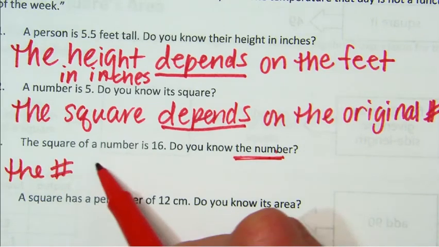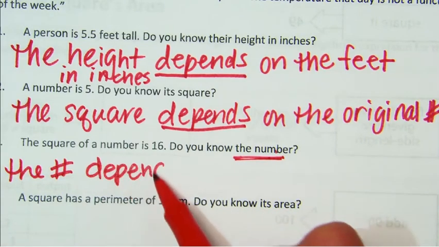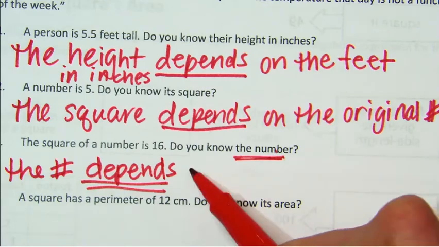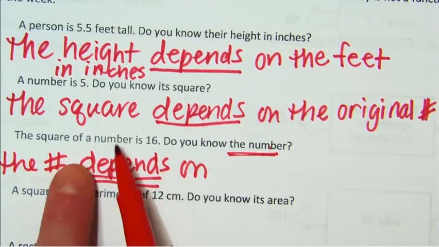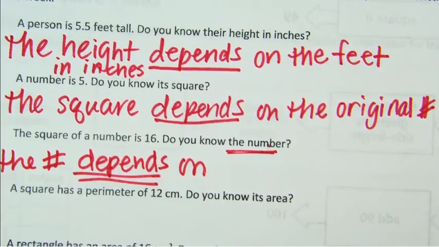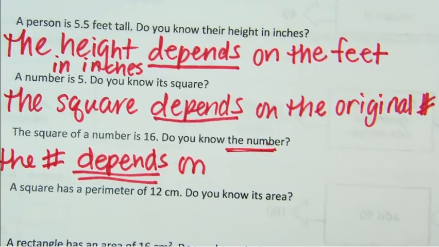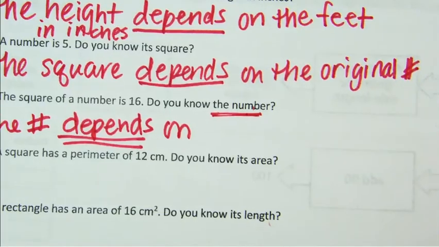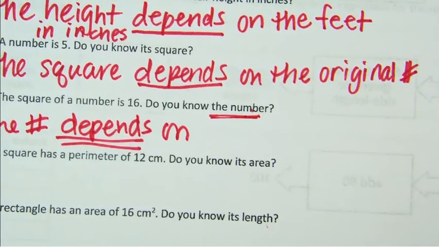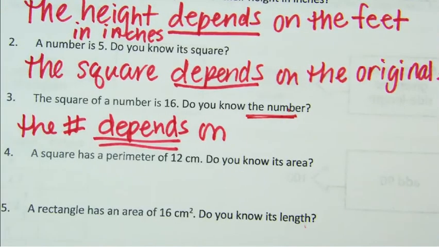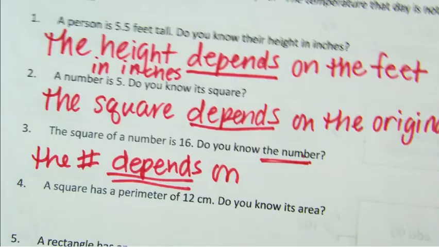The number depends on this original, right? I don't want to write out the original though. I want to rewrite that as something else. So instead of saying the number depends on the square of the number, that's a lot of words. Don't turn your paper over, I will.